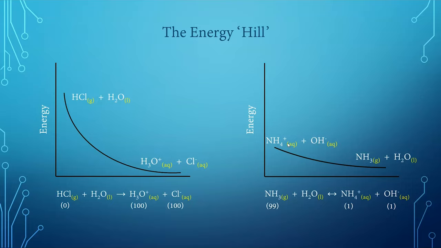Now, is it possible at room temperature for an ammonia molecule to collide with a water molecule and become ammonium ions and hydroxide ions? It is possible. In fact, it happens about 1 out of every 100 times, where over here it might be 1 out of every trillion times, so tiny that we wouldn't even be able to measure it.